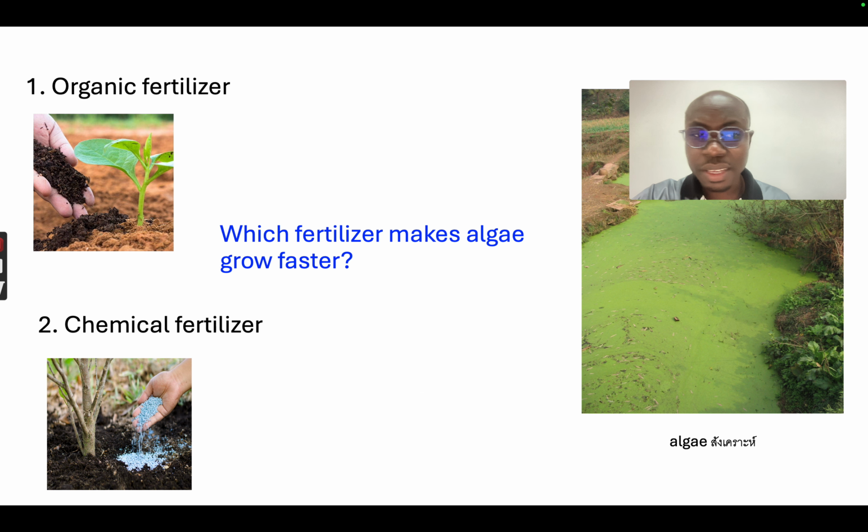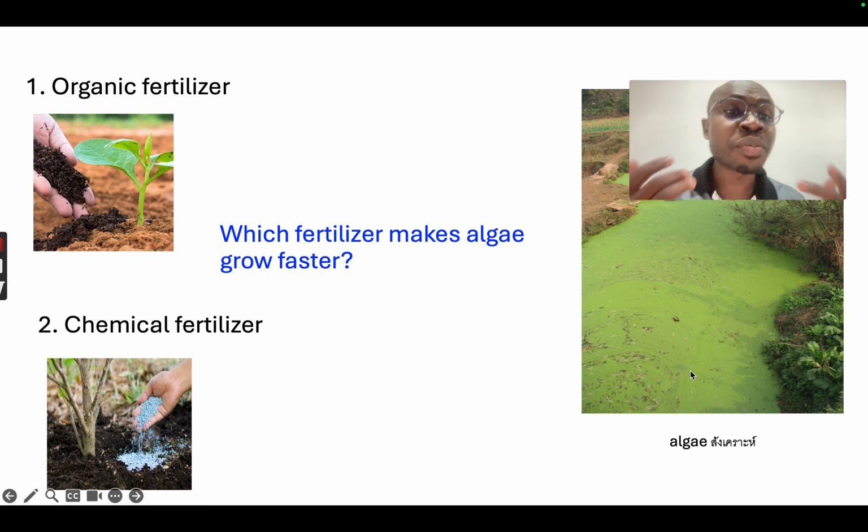We have many ways. What can we do so that the river or the lake does not have too much algae like in this picture? What can we do? You write one way, okay?